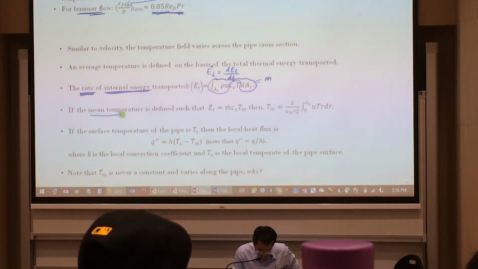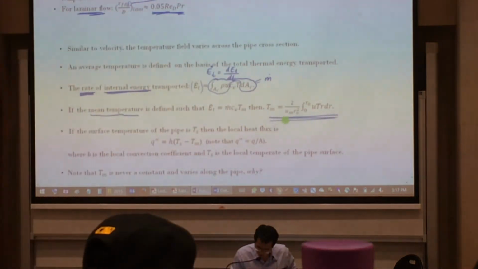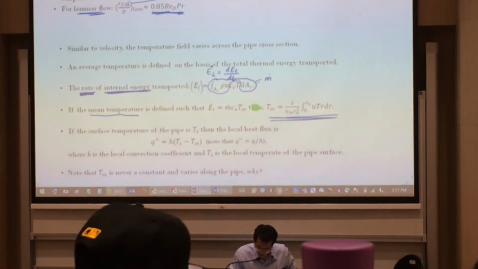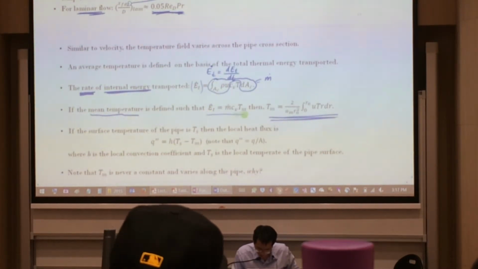And the mean temperature is actually defined as equal to mass flow rate multiplied by CvTm. Right? And Tm is given by this expression. It's very similar to what we have solved before, so I'm not going to be deriving this expression over there. I just need you to know that later on we'll be making use of this expression over here.